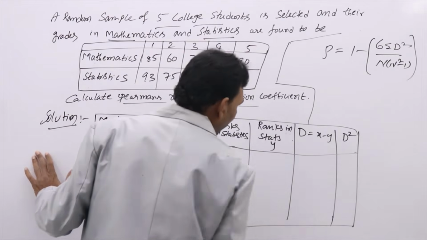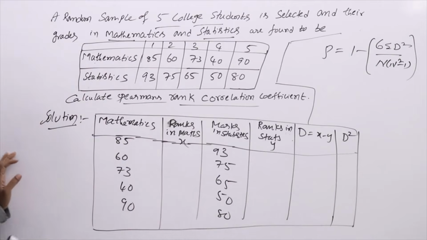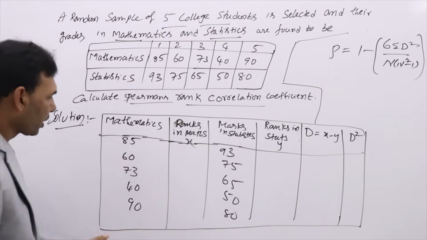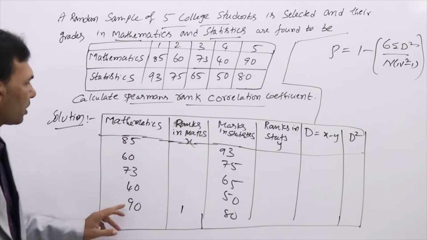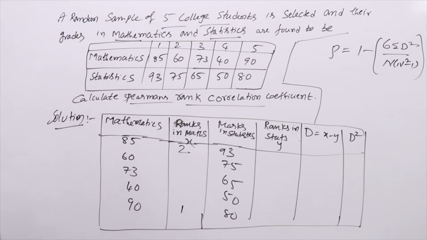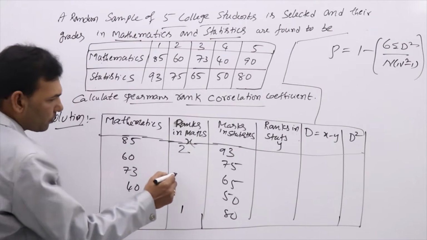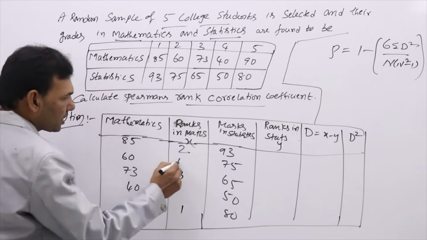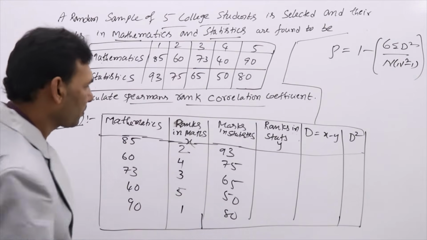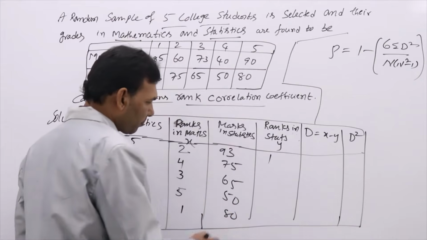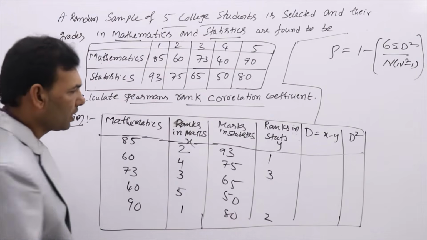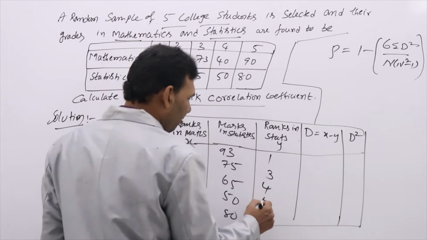So first we need to calculate ranks. Highest marks we treat as first rank. The highest marks student we will give rank 1. Next highest rank 2. 90 first rank, 85 second rank. Next 73 third rank, 60 fourth rank, 40 fifth rank. Coming to here, 93 first rank, 80 second rank, 75 third rank, 65 fourth, 50 fifth rank.